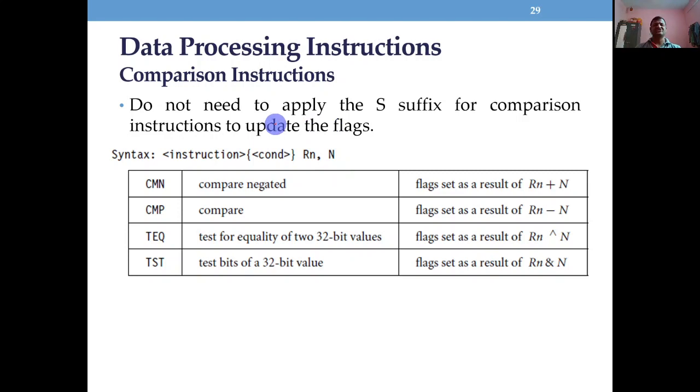Now move on to the next instruction, that is the compare instruction. It is a more frequently used instruction, and it does not require the S suffix, because it does not change the content of the destination register or source register. It only compares and directly updates the flag bits. So it does not require the S suffix. It will not store anything, and it will not update any register either.